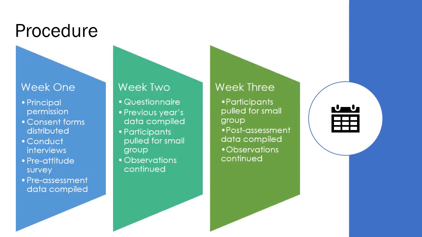Procedure. Week 1, I gathered principal permission and consent forms were distributed to students. I conducted interviews with my students' previous teachers, conducted the pre-attitude survey, and the pre-assessment data was compiled. Week 2, the questionnaire was filled out by the students in the control group as well as the experimental group.